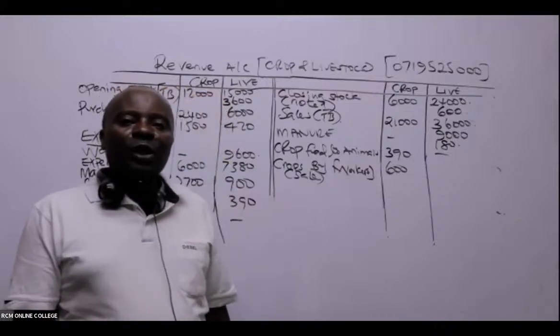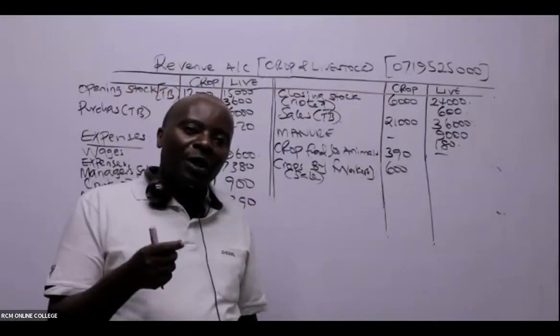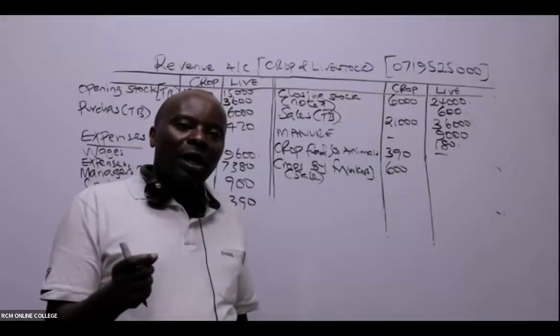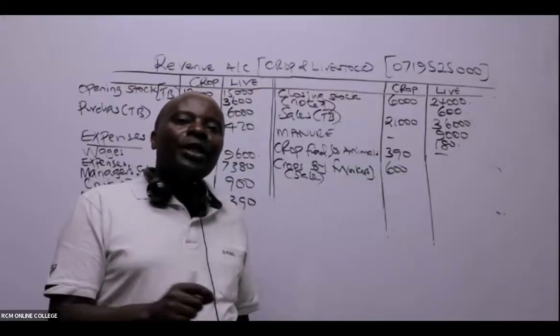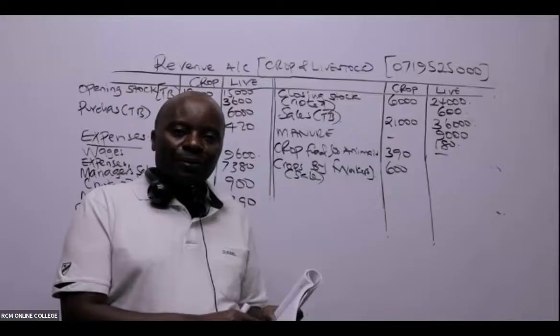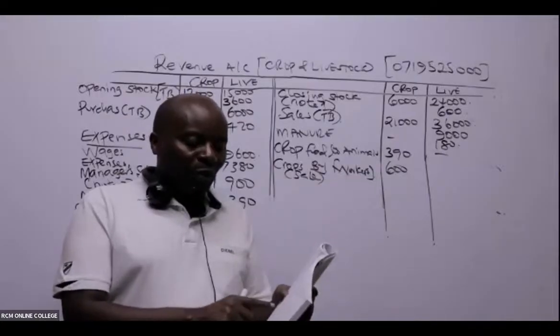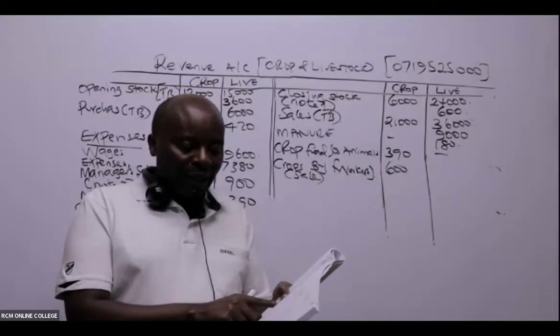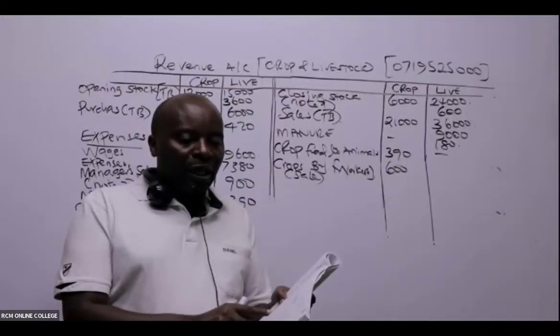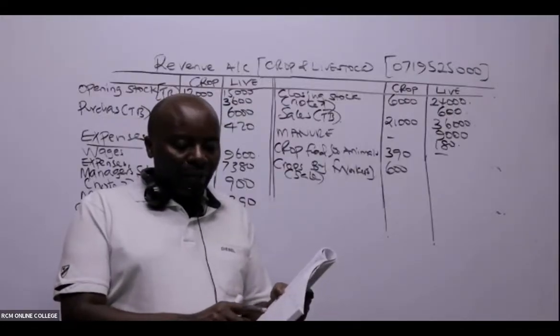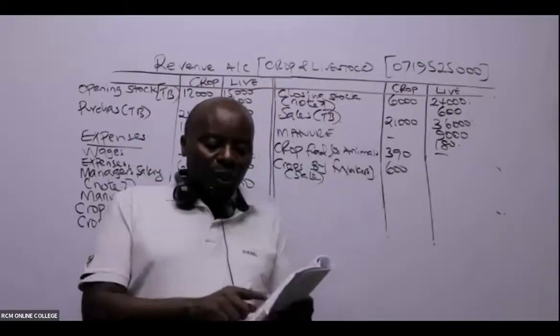It's only unfortunate that they haven't told us out of the 1,200 how much is for the livestock and how much is for the crop. So these are general expenditure, and general expenses will always go to number 2 of the requirement, where they want us to give them a general income statement. So this one will not touch us there.